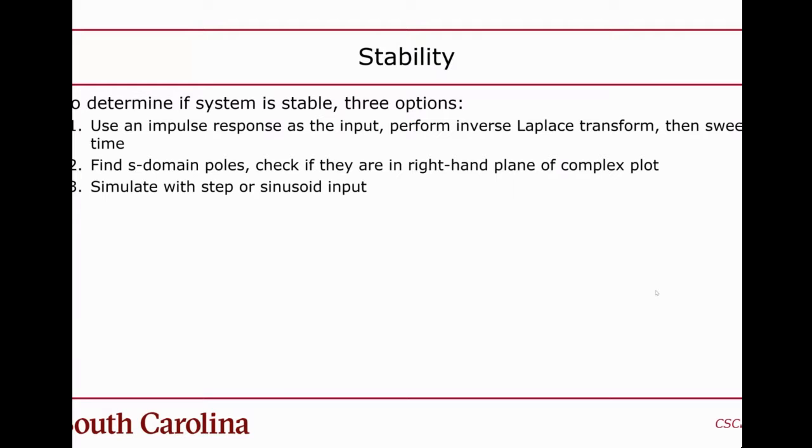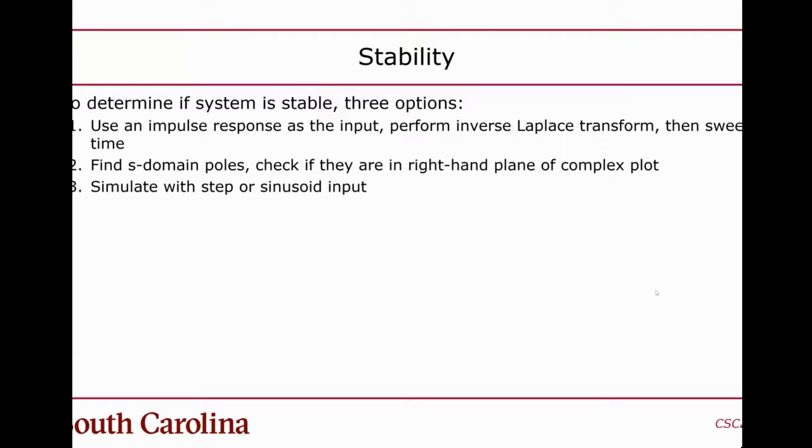Now, how do you know if a system is stable or unstable? As far as I know, there are 3 different ways to do it. One way is to hit it with an impulse function. If you have a system and you inject a unit impulse, which is an input that goes from 0 to 1 and then back to 0 for an infinitely small amount of time.